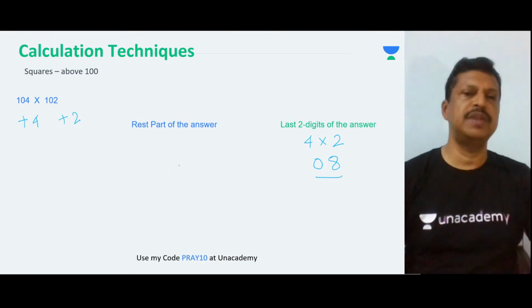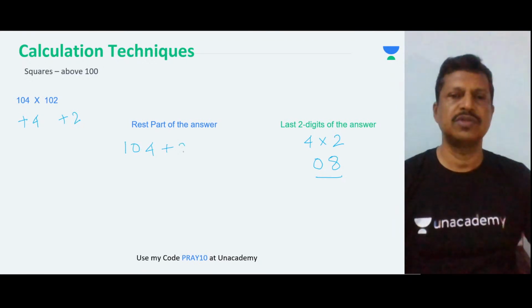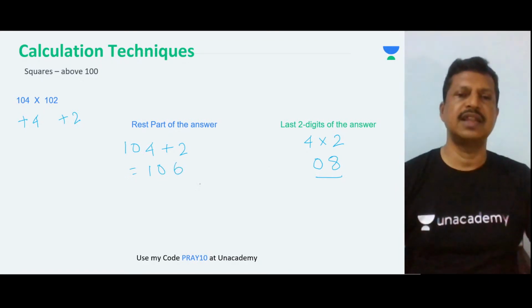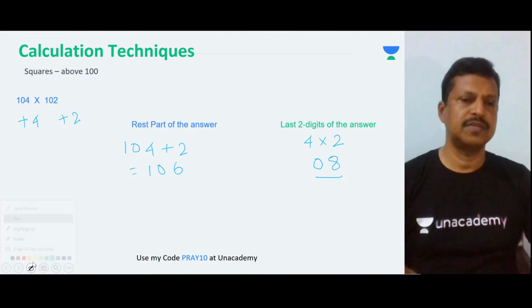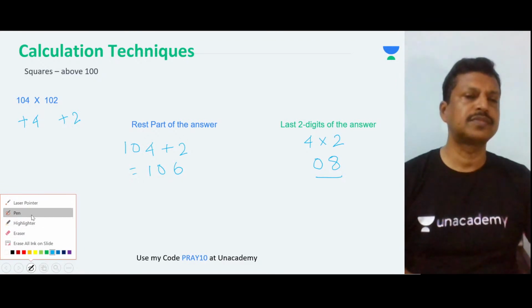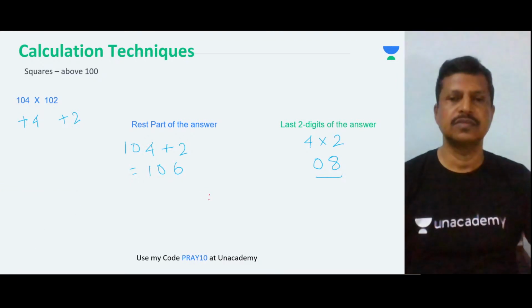Now this side is quite simple. All of you know it very well. So this comes out to be 104 plus 2. So this gives you 106. And what is the final answer there? Final answer is 10608. So your final answer comes out to be 10608.